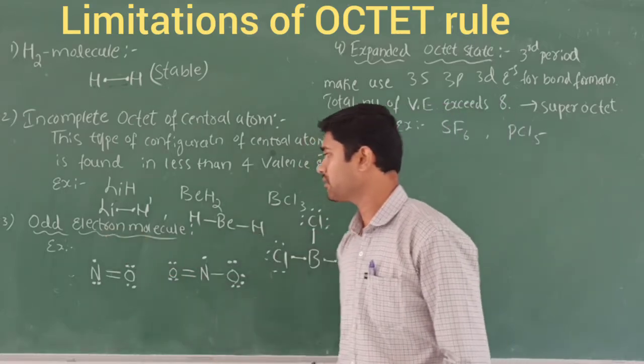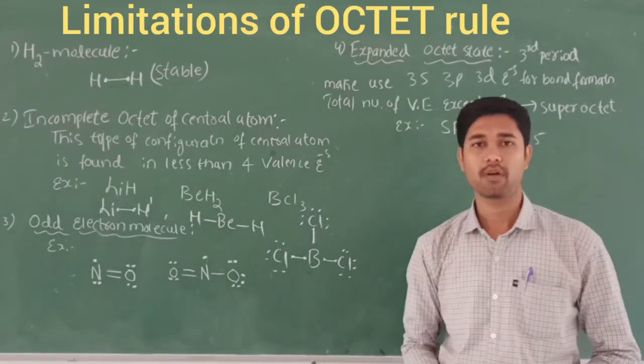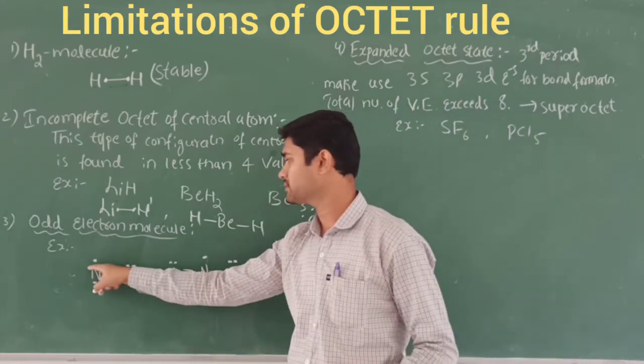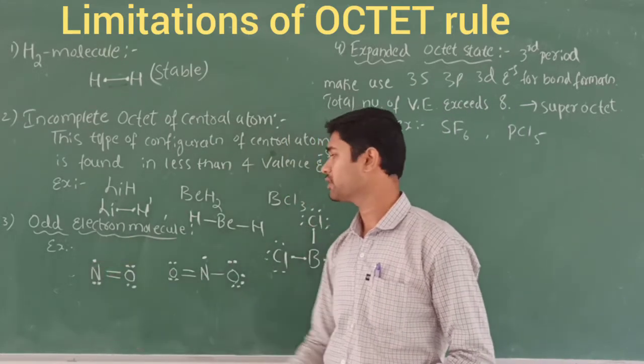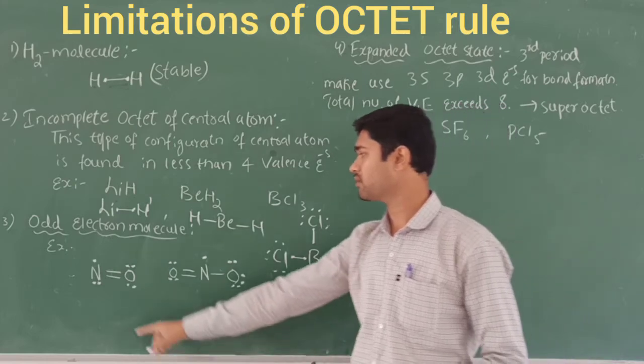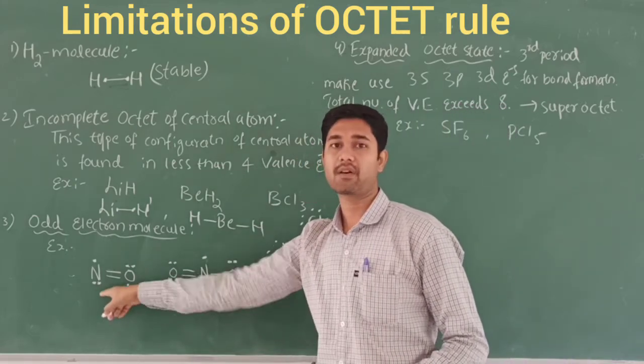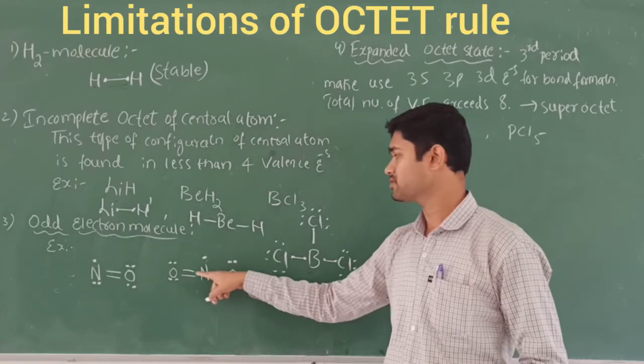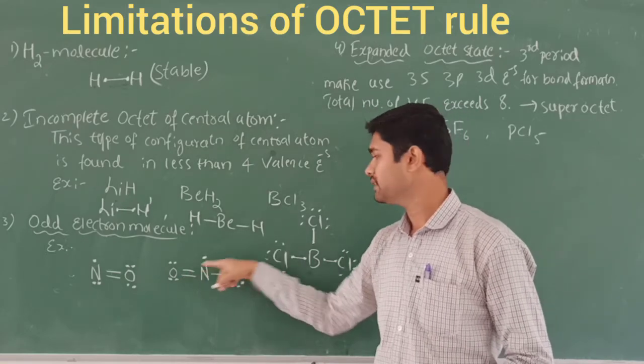And next one, third one, odd electron molecule. Odd electron molecule means one extra dot will be there. This is called an odd electron molecule. An example for this is nitric oxide, and this is called nitrogen dioxide because of the two oxygens.